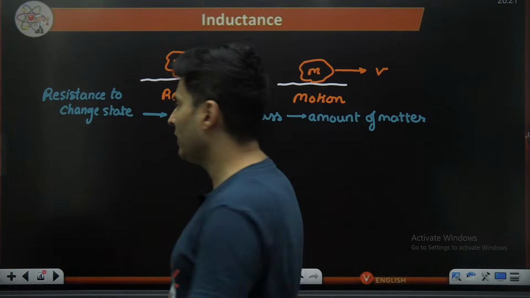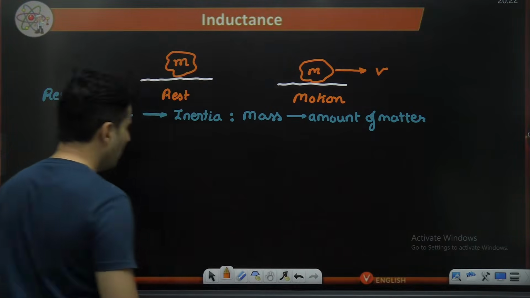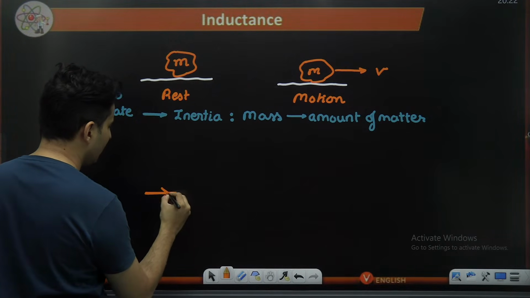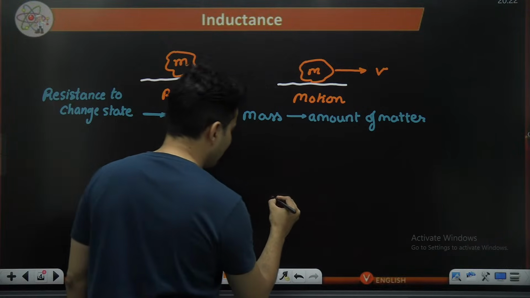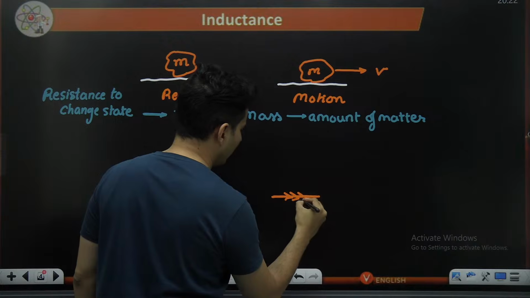Now in electromagnetism, here is the logic. Imagine you have a circuit, and in that some kind of current is flowing. After some time, let's say more current or less current will flow through it.